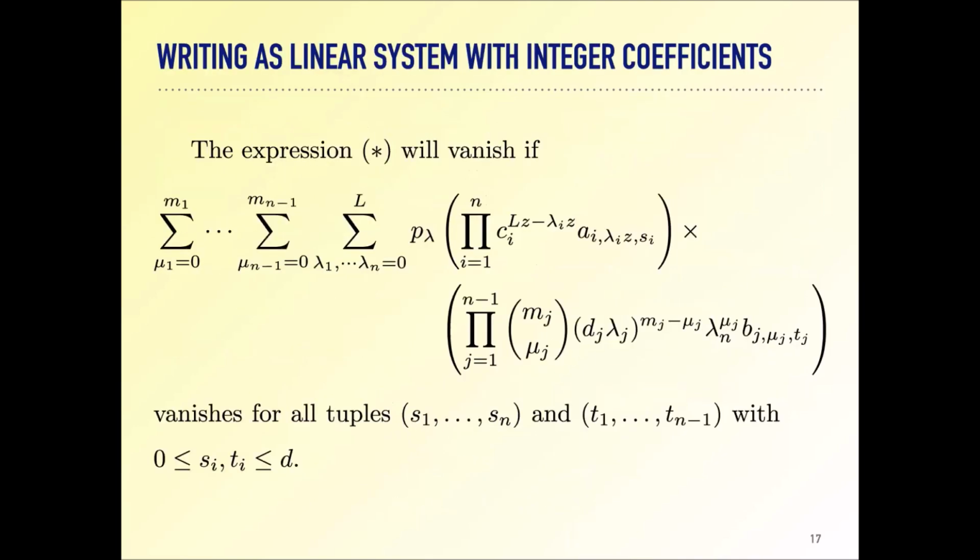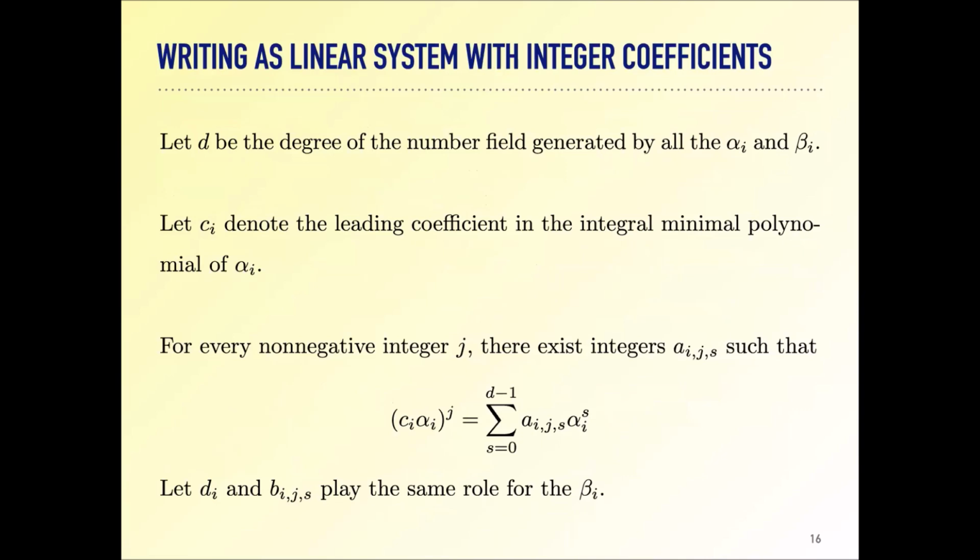Okay, so now I said you have to do something to go from algebraic numbers to integers. It's not just algebraic integers, but honest integers, right? Because that's how I stated my Siegel's lemma. And so here's a little trick, and this is actually somewhat standard in the field. Let D be the degree of the number field generated by all these algebraic numbers, alpha i and beta i. And so you can see we're really using the algebraicity here. You let c_i denote the leading coefficient in the integral minimal polynomial of alpha i.